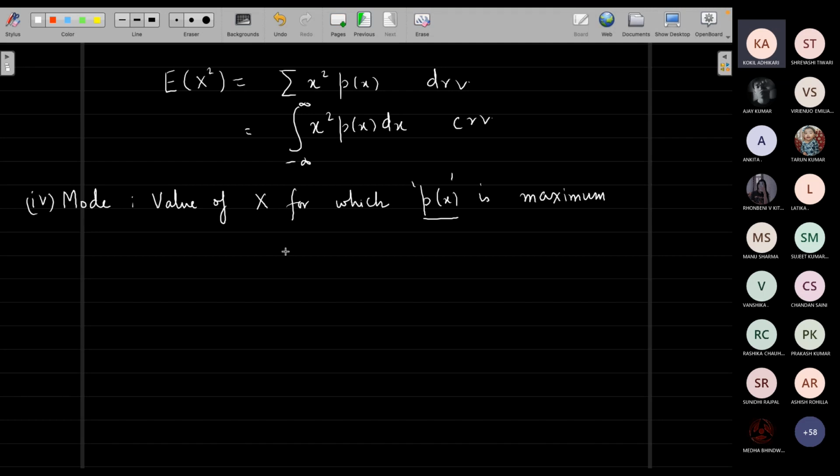In the case of a continuous one, it is rather simple to see. How will you find out at what point x is maximum? How do you find the maxima of a probability distribution? The derivative. This is rather simple. You take dP(x)/dx at x equal to x mode, and this is basically 0. And of course, d²P/dx² should also be less than 0 for the mode to be there. And then we talk of something we call the median.